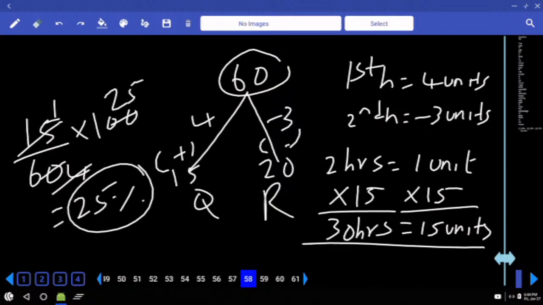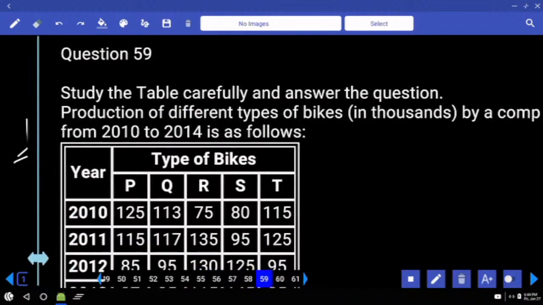We have done plenty of problems on the alternating concept in time and work. This is pipes and systems, same thing only. Not much of a difference between time and work and pipes and systems. In one, humans are doing the work, and here the pipes and systems are doing the work. Okay, is it clear or not?